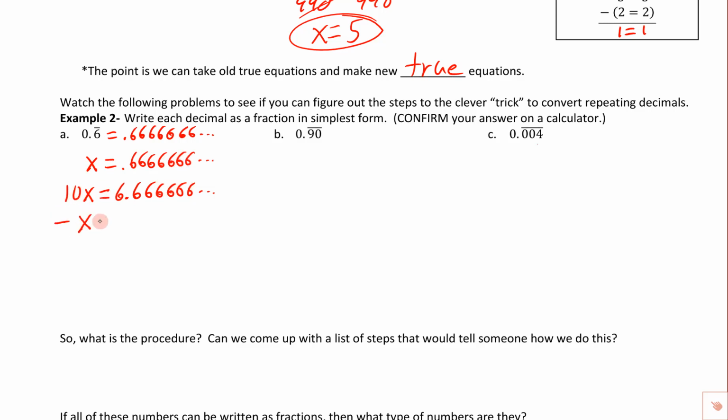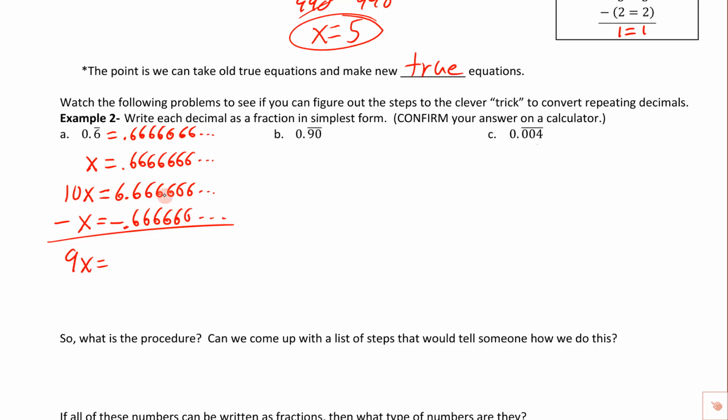So I'm going to subtract x on this side, and I'm going to subtract 0.666, all those sixes going on like that. I'm going to draw a line here, and then we're going to figure out what we have left. And hopefully when I get done with this, this is actually a pretty fascinating thing. This side's pretty easy. We have 10x minus 1x. That's going to be 9x. We have a 9x on this side.